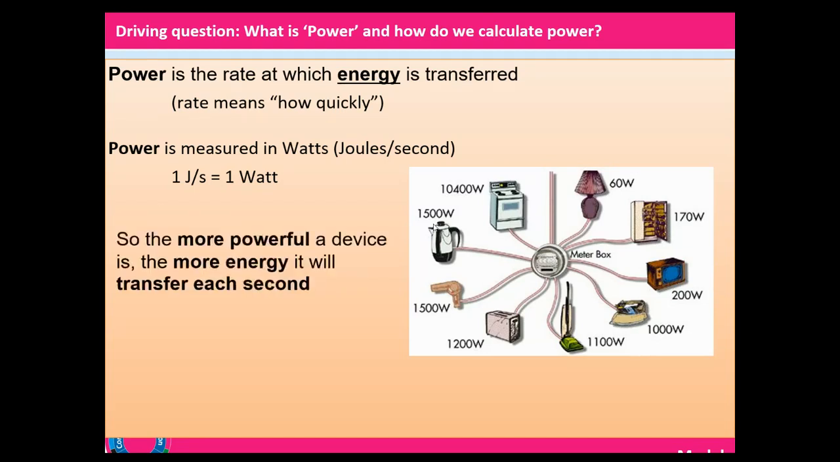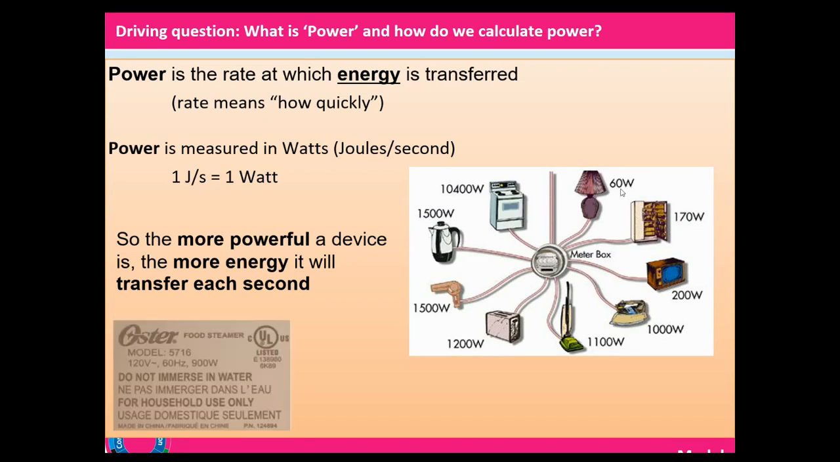Of course, the unit of power is the watt, W-A-T-T, or you can say joules per second. And I'll explain that further when we start using the equations for calculating power. At this point, I'll ask you to complete this mini task.